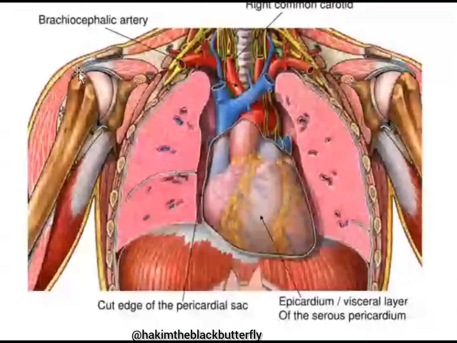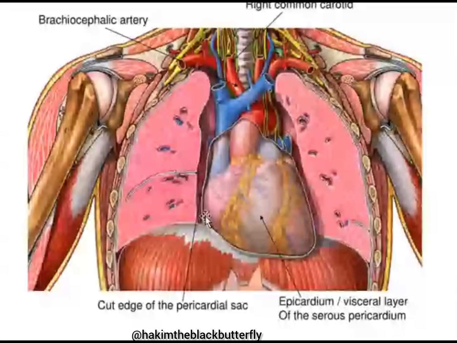The heart has the right border, the inferior border, the left border, and the superior border. Borders are margins or boundaries. Surfaces are faces. The right border is formed by the right atrium. The right atrium forms the right border.